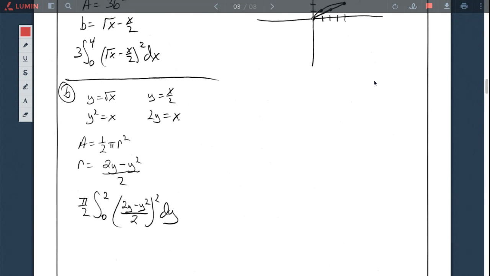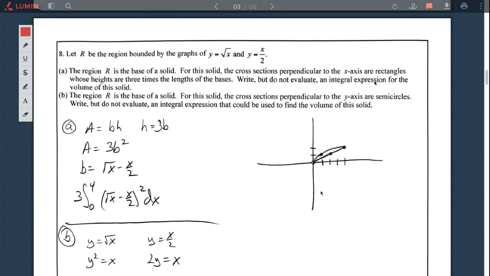All right, number 8. Let R be the region bounded by y equals the square root of x and y equals x over 2. So I graph that right here. I've got the line x over 2, and then we've got square root of x. This time, our solid cross sections perpendicular to the x-axis are rectangles whose heights are 3 times the lengths of the bases. Write but do not evaluate an integral expression for the volume of the solid.